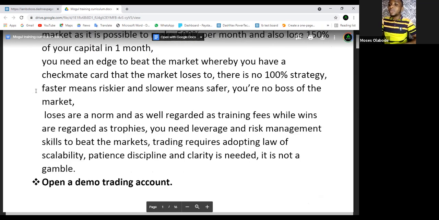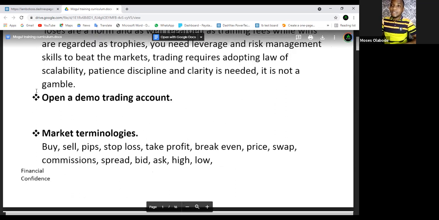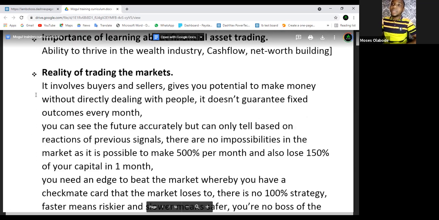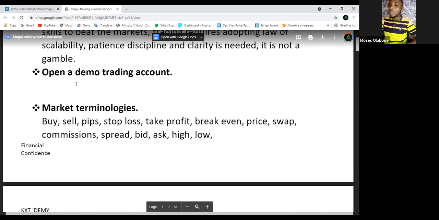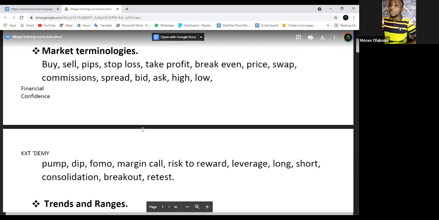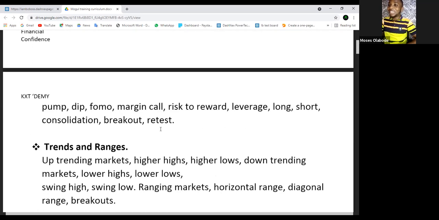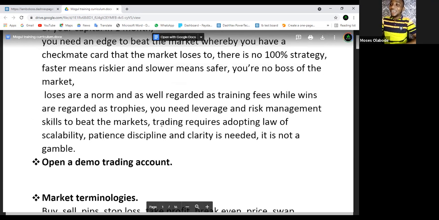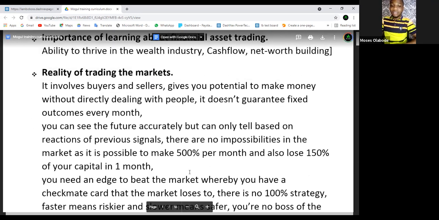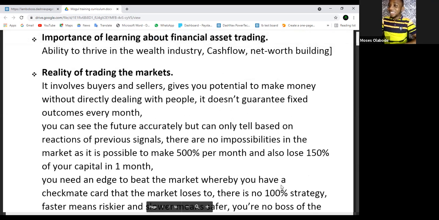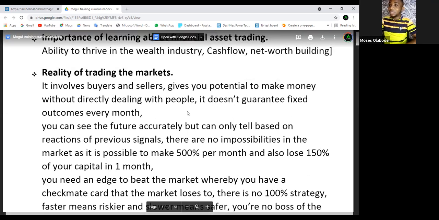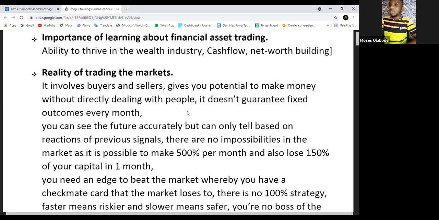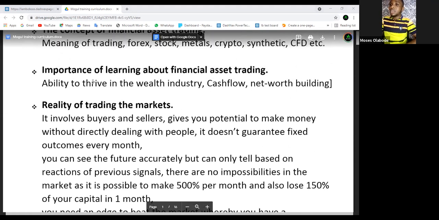So the next one is the reality of the trading market. Let me know if I'm moving too fast though, because all what I'm covering right now, even up to this point, I don't think I covered them in one day, and it seems like I'm about to cover them in one day. Okay, let's move forward, as far as you understand everything I'm saying.